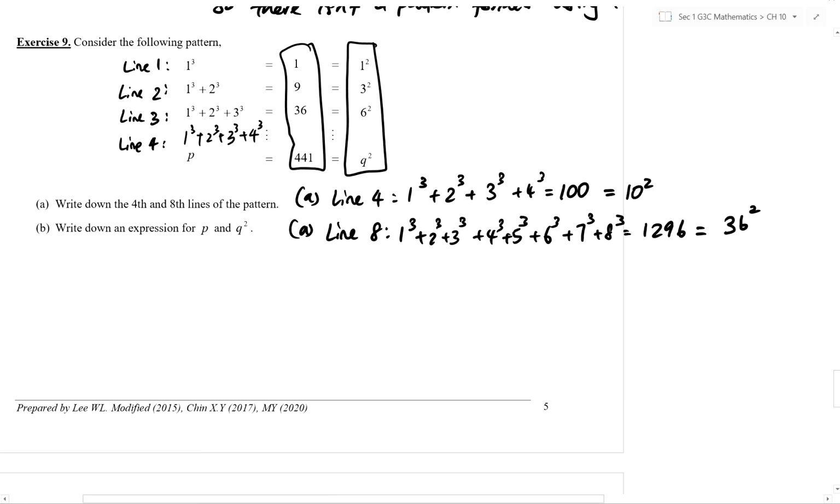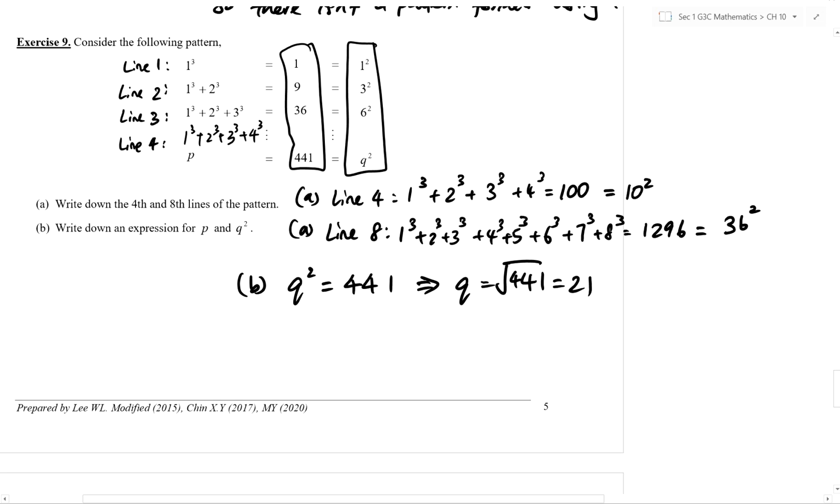Okay, so the next part B, write down an expression for P and for Q squared. Now let's start with Q squared first. Q squared is easy because it is supposed to be equal to 441. This implies that Q has a value of square root 441, which is 21.